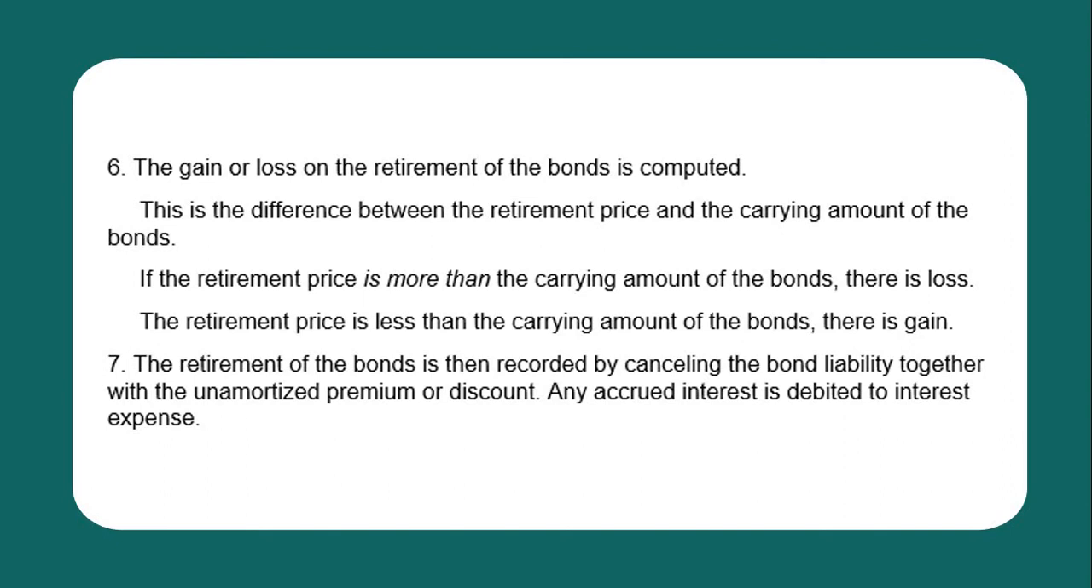Step number 7, the retirement of the bonds is then recorded by canceling the bond liability together with the unamortized premium or discount. Any accrued interest is debited to interest expense. Okay, so that is how we record or make journal entries on the retirement of the bonds. Okay, so timan-i na ni, no?